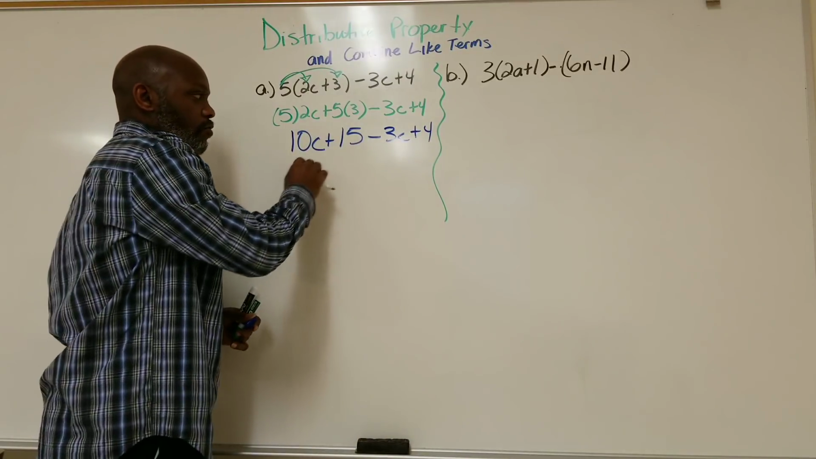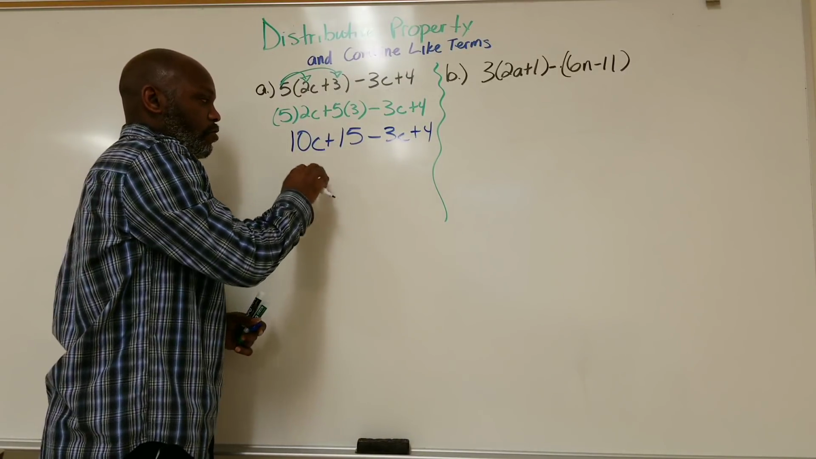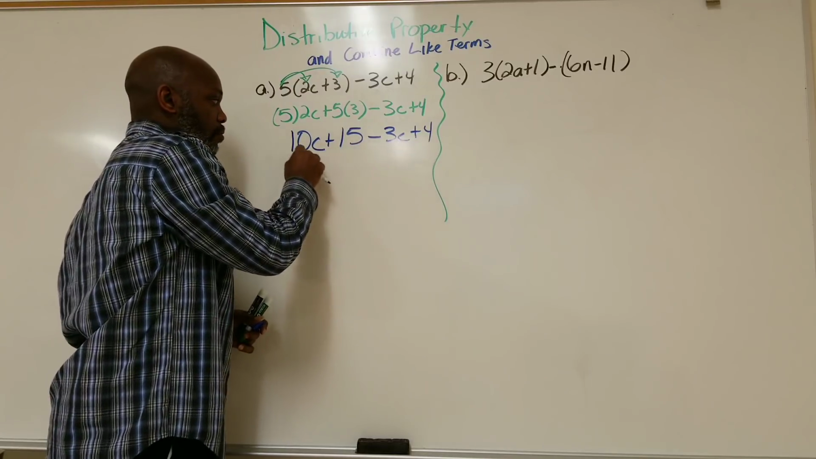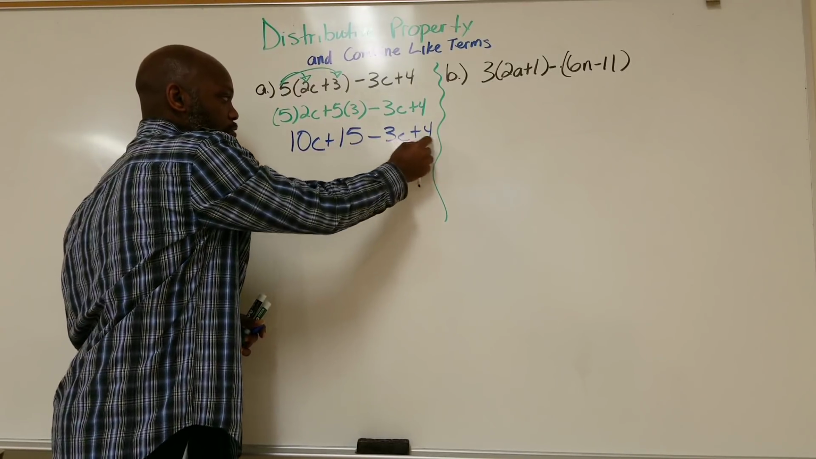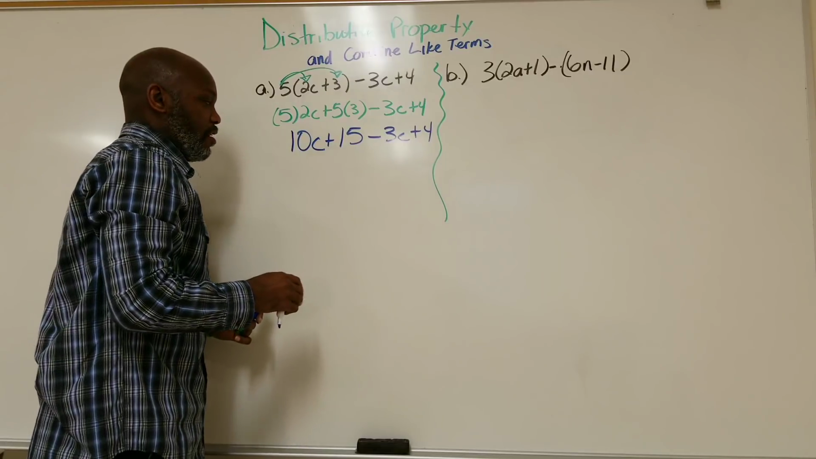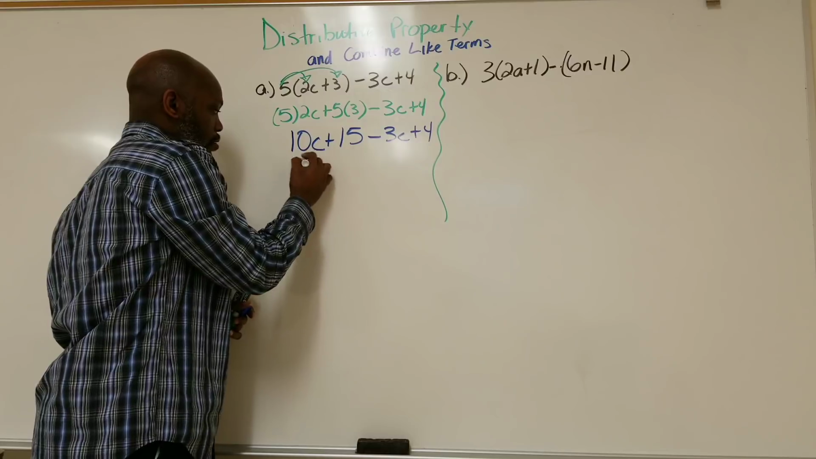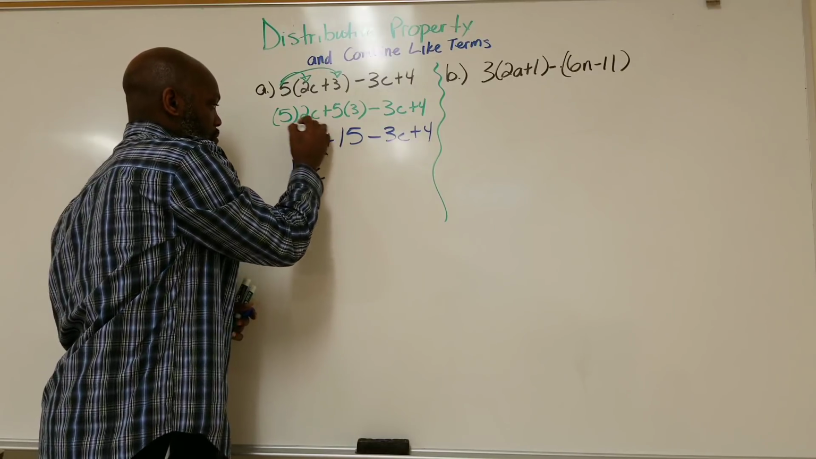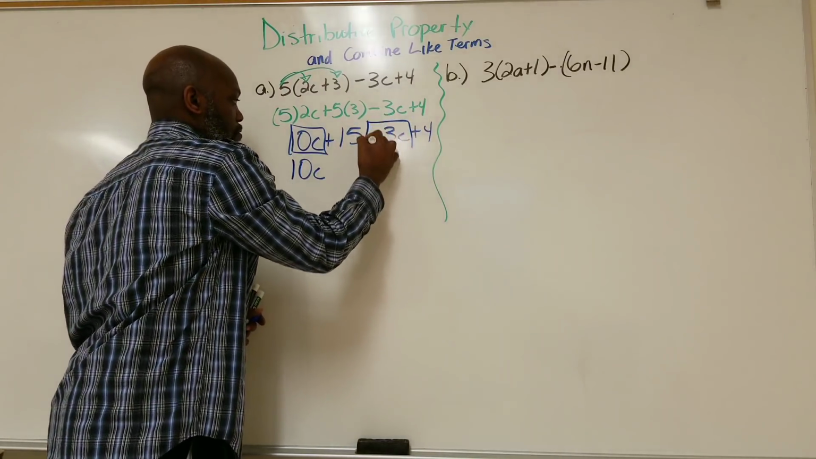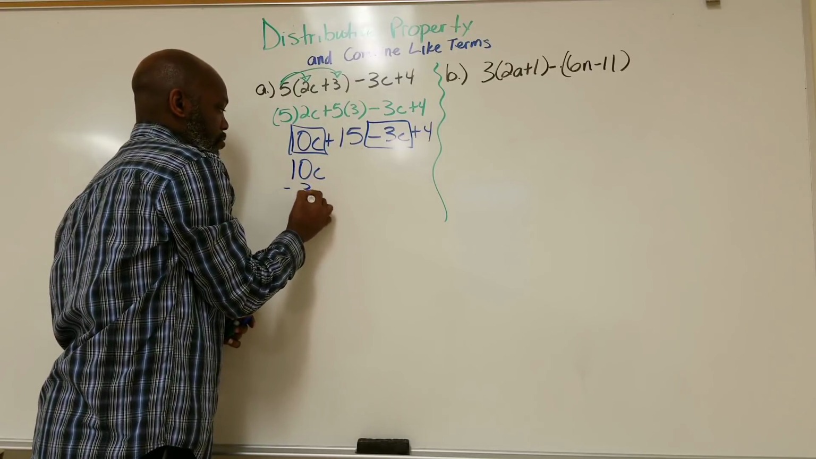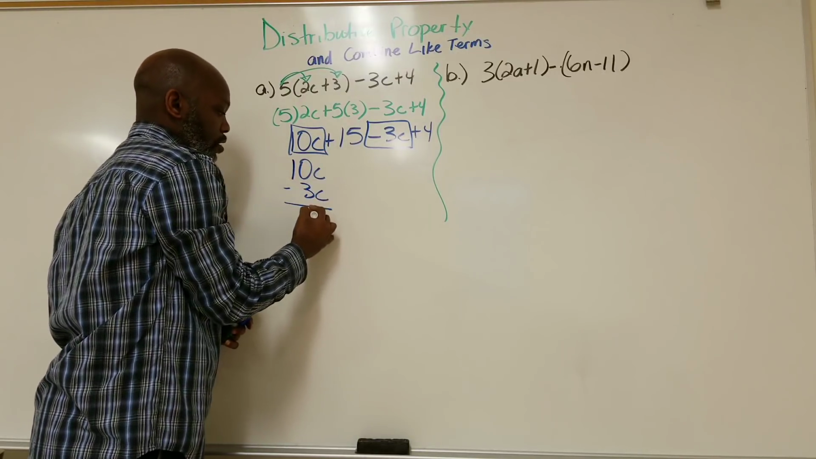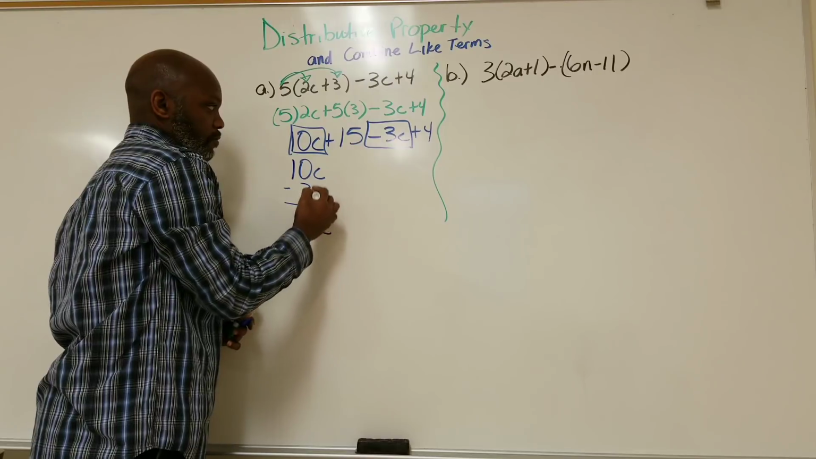All right? So then we go back to order of operations. We're going to add what we can add, but there's no term that's next to each other that we can add together or subtract. So we're going to combine them. So we'll write 10c, and this is minus 3c, which is 7c.